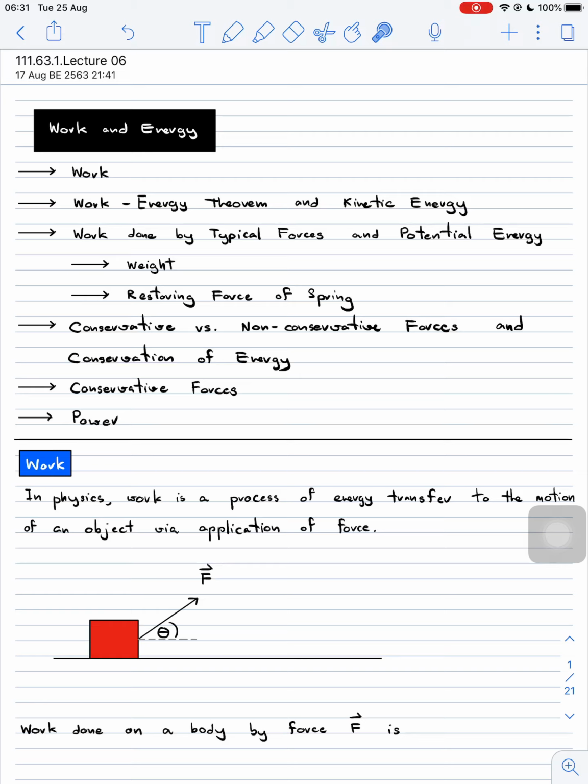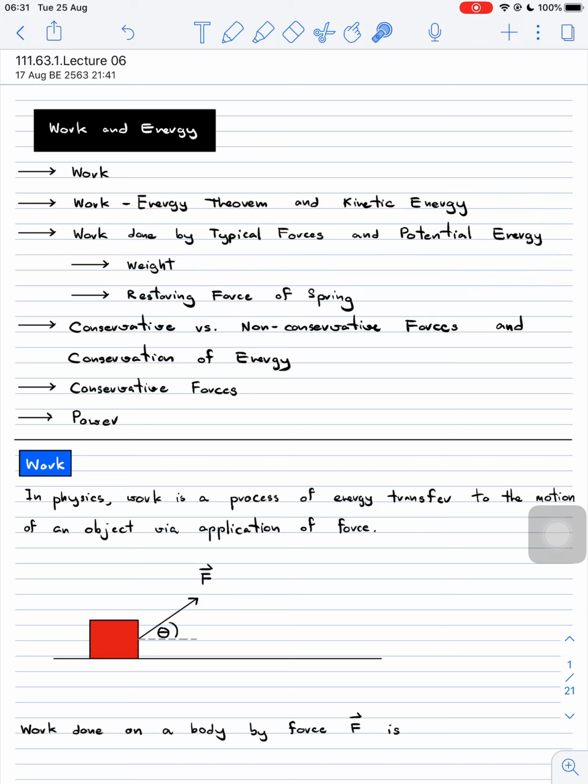So this theorem is going to be the link between the work and the energy that we just want to use. And then we define the kinetic energy. And then later on, we talk about the work done by the typical forces. For example, the work done by the weight and the work done by the resulting force of the spring. And then we're going to introduce the potential energy of the weight and the resulting force of the spring as well.